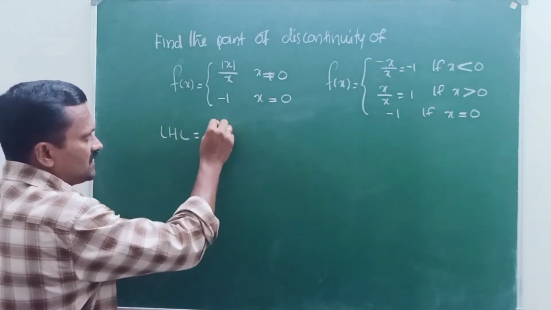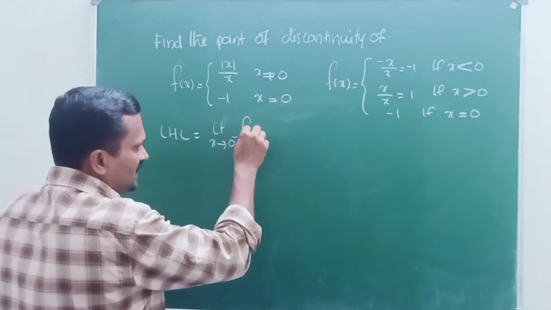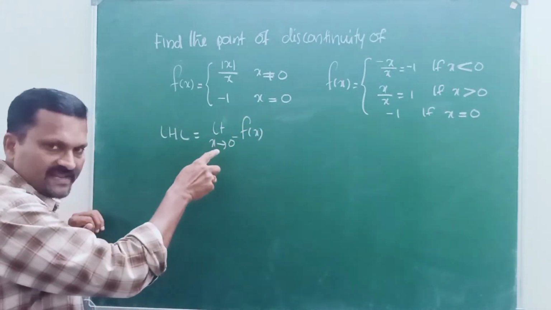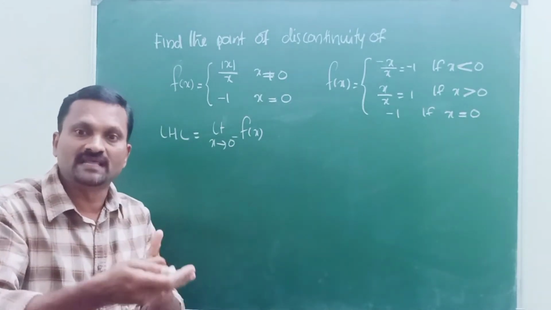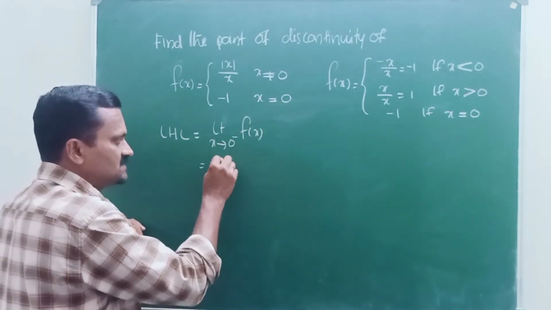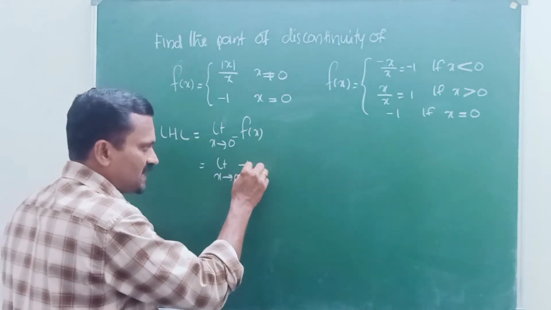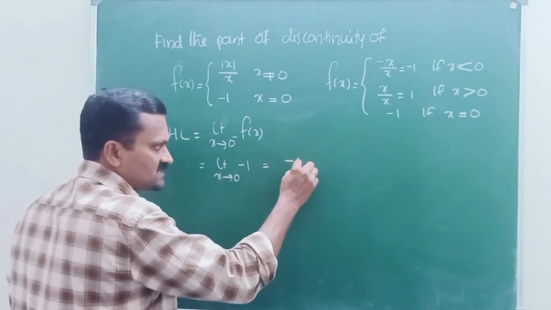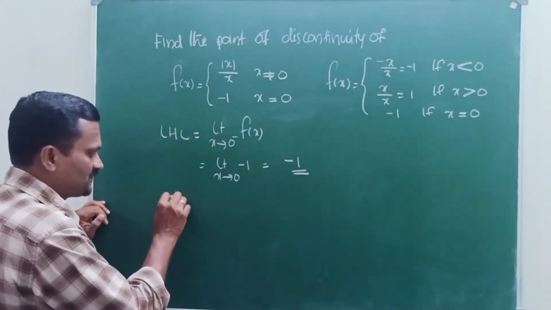So, LHL equals limit x tends to 0 minus f of x. 0 minus means x is approaching 0 through the left side of 0. Left means x less than 0. When x less than 0, the function is minus 1, that is a constant. Limit of constant is constant itself.